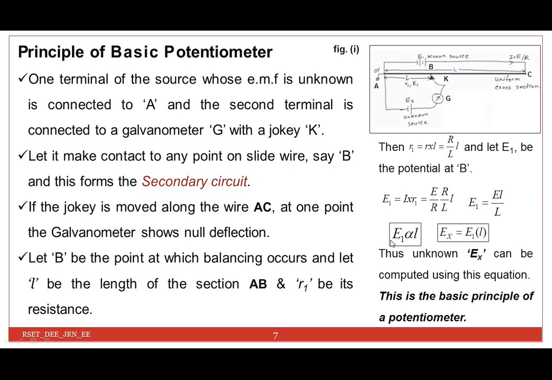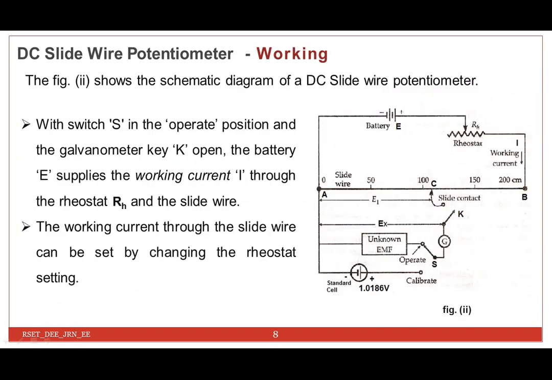We can say that E1, the potential at B with respect to A, is directly proportional to l. Or EX, so you can see connected in parallel, you can say E1 is same as EX. So, EX is equal to E1, which is a function of l. Thus, unknown EX can be computed using this equation, a direct, linear relationship. So, this is the basic principle of a potentiometer. Now, let us keenly look into the slide wire potentiometer.